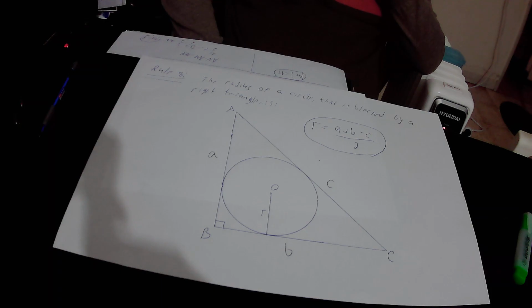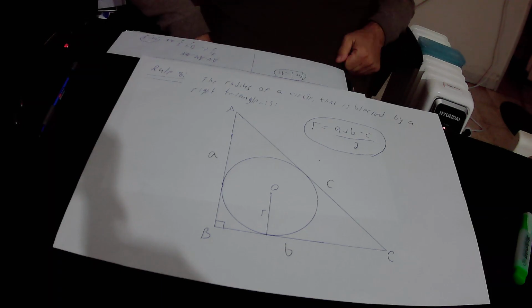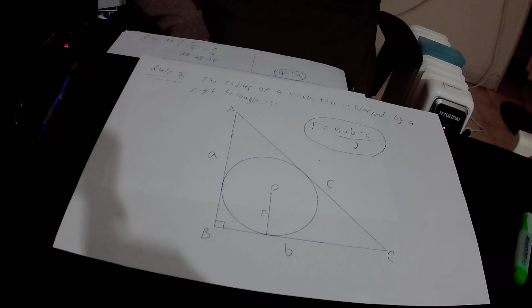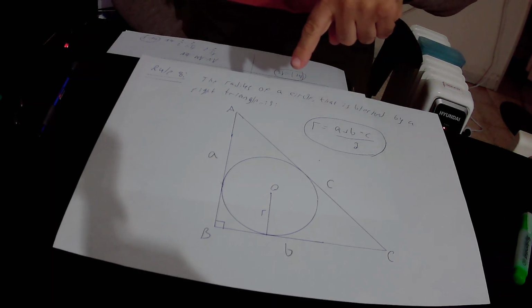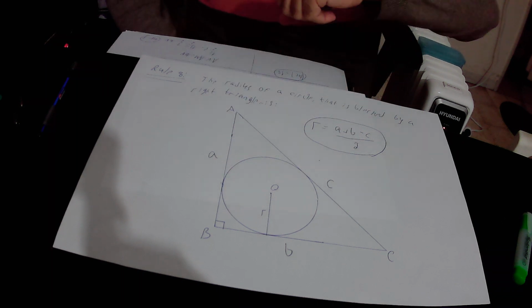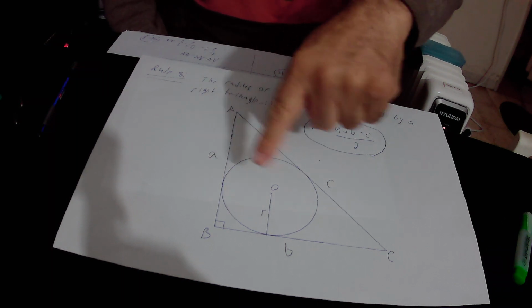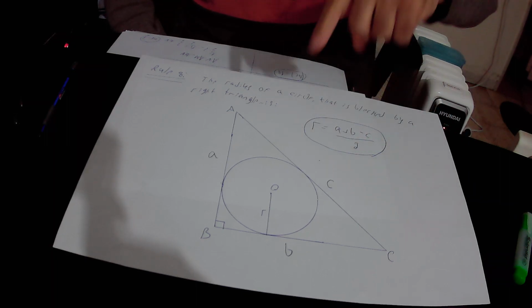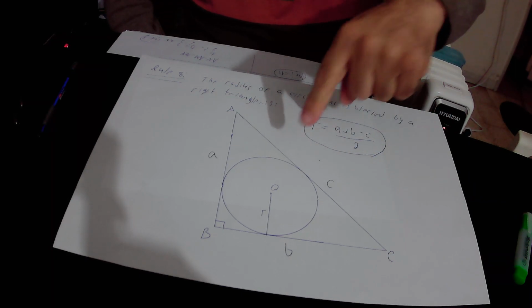Rule number 8 states that the radius of a circle that is blocked by a right triangle, R, equals A plus B minus C over 2. Here we have the right triangle ABC. Angle ABC equals 90 degrees. The length of side AB is A units, side BC equals B units in length, and the length of the hypotenuse AC is C. The center of the circle is at point O. The radius is R.